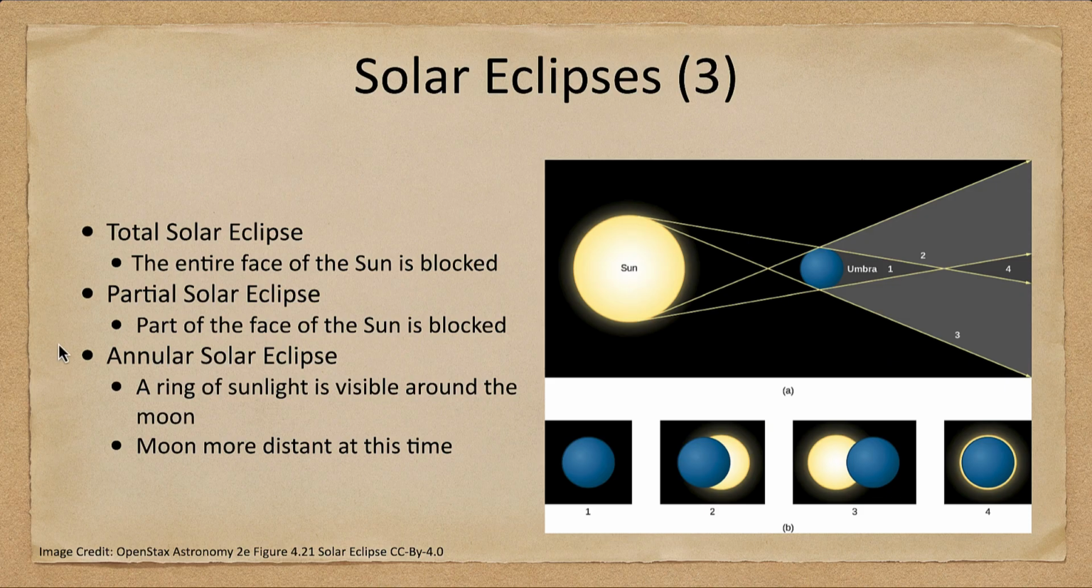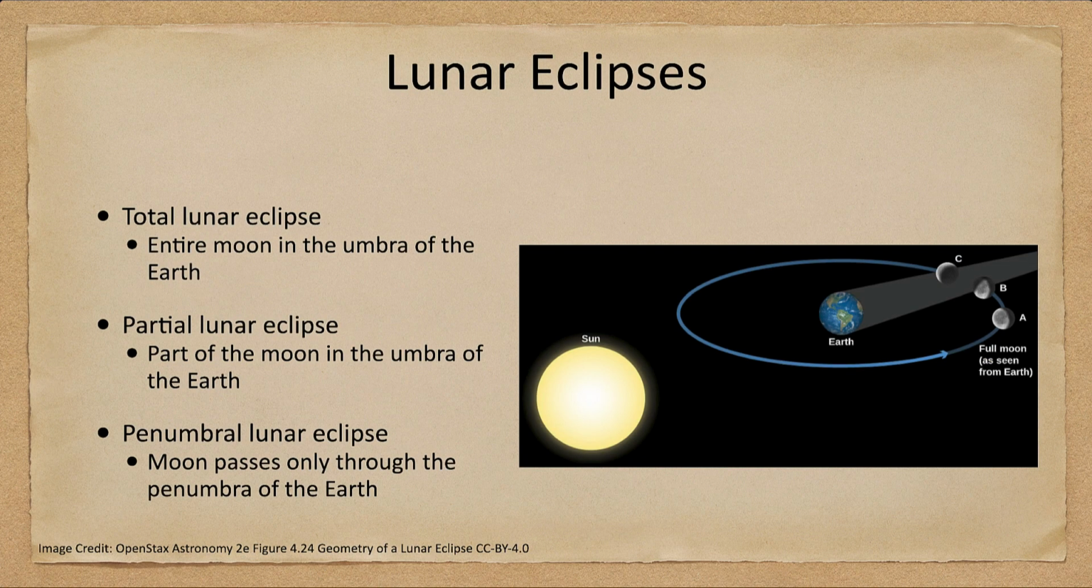Now we also want to look at lunar eclipses. So let's take a look at those. And here again is the geometry. We can have a total lunar eclipse, a partial, or a penumbral, and again, that depends on where the moon passes through Earth's shadow. So the geometry is a little different. In the solar eclipse, the moon was between Earth and sun. In a lunar eclipse, the Earth is between the moon and the sun. It is the Earth's shadow that is casting on the moon.